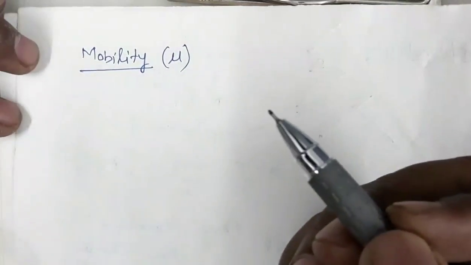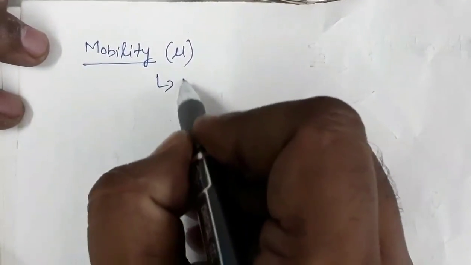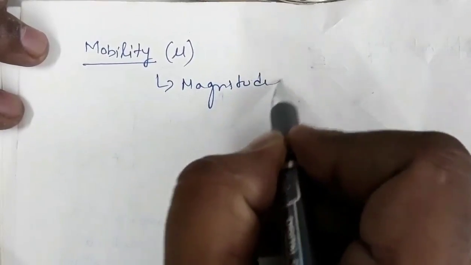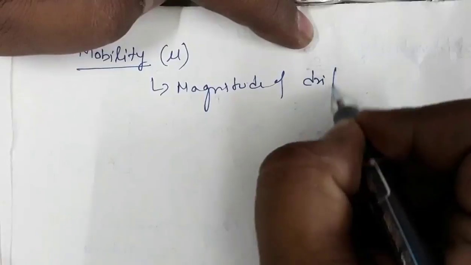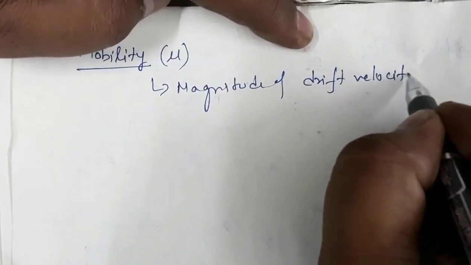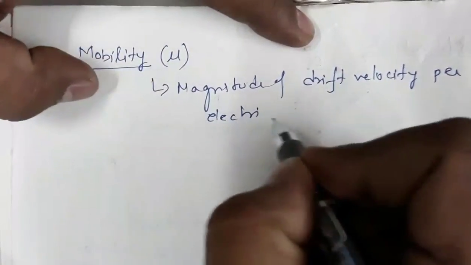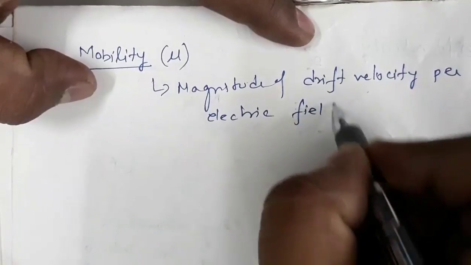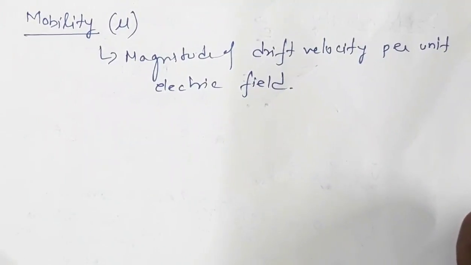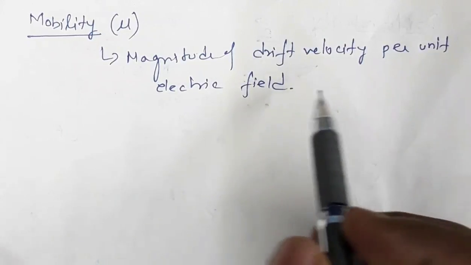So next we will study a term called mobility. Mobility of charge carriers is denoted by the symbol mu. Now mobility of charge carriers is defined as the magnitude of drift velocity per unit electric field, the magnitude of drift velocity per unit electric field.